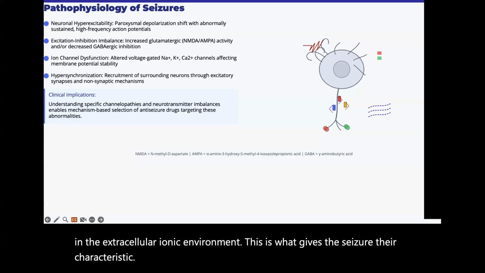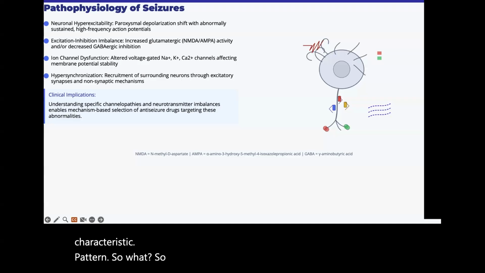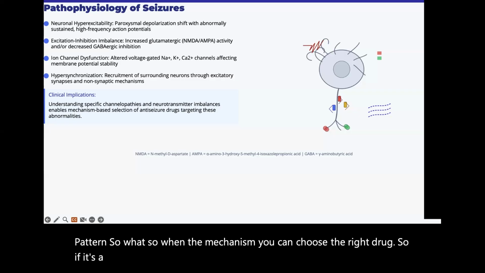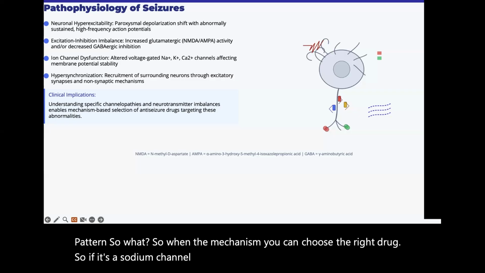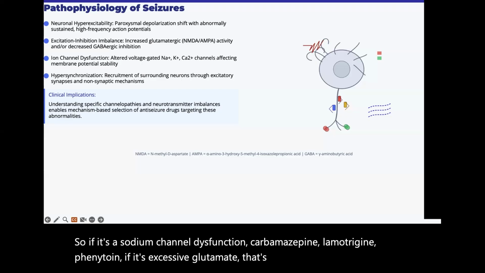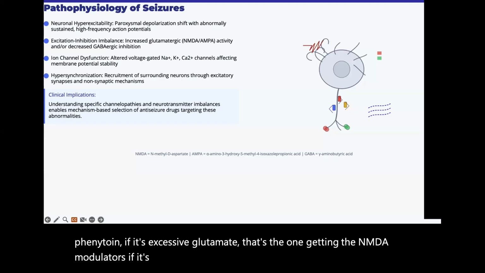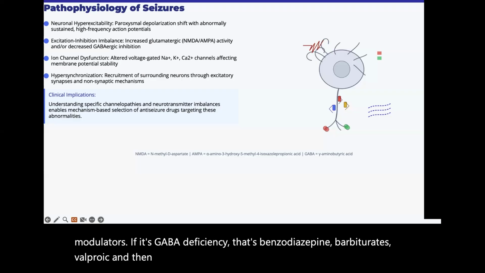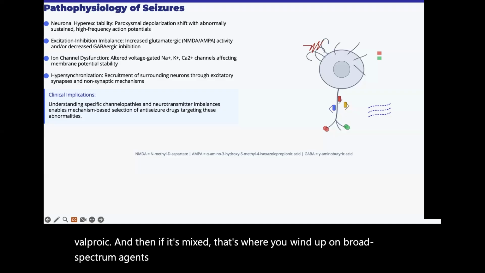So what? When you know the mechanism, you can choose the right drug. If it's a sodium channel dysfunction, carbamazepine, lamotrigine, phenytoin. If it's excessive glutamate, that's where you get the NMDA modulators. If it's GABA deficiency, that's benzodiazepines, barbiturates, valproic acid. And then if it's mixed, that's where you wind up on broad spectrum agents like levetiracetam, Keppra, or valproic acid.